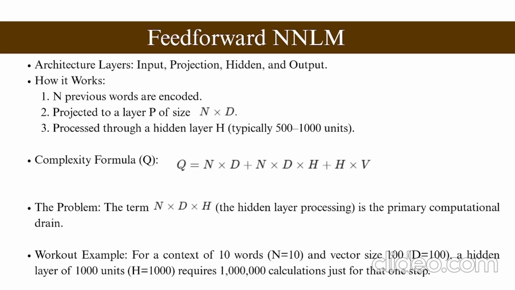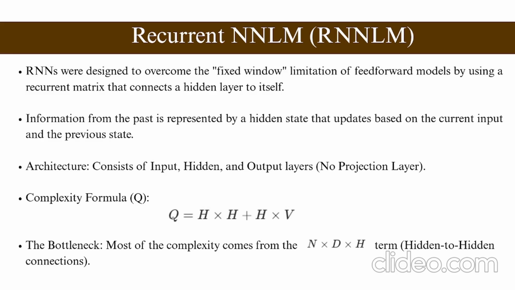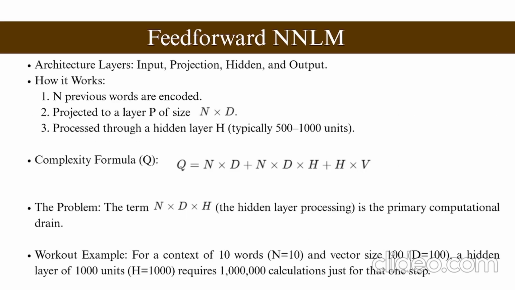Let's look at the standard feed-forward NNLM. This architecture consists of four main layers: input, projection, hidden, and output. Here is how it works step by step. N previous words are encoded, which is the context. These words are projected to a projection layer P. The data is then processed through a hidden layer H, which usually contains 500 to 1000 units.